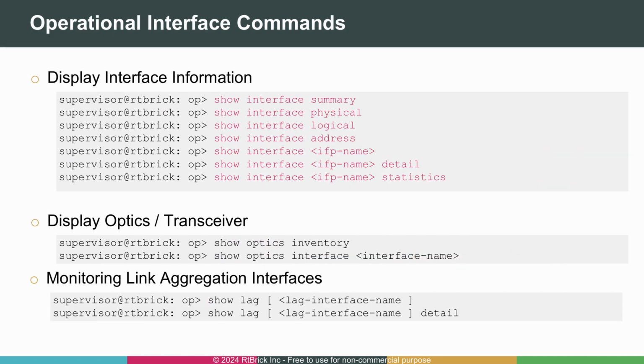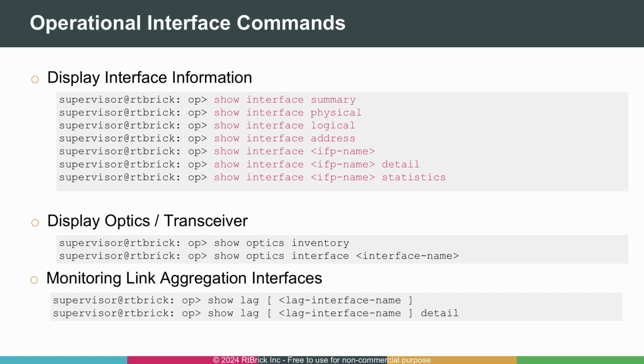RBFS offers several interface commands for monitoring and troubleshooting. All of these commands begin with show interface. Depending on what you're interested in, you can use the physical, logical, and address options to get the relevant details. If you're focused on a specific interface, use the show interface name command, optionally with the detail or statistics options. The statistics option displays packet counters, which you can reset using the clear interface statistics interface name command.